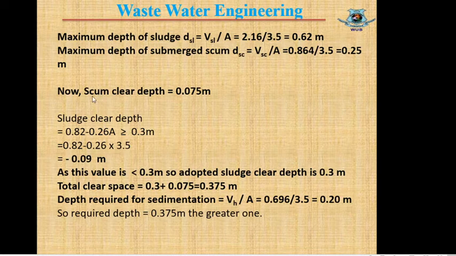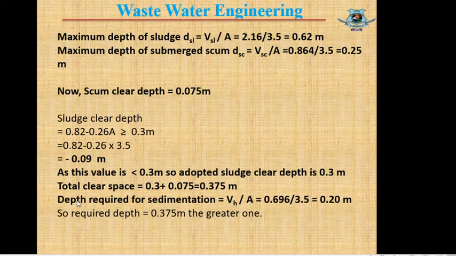If we sum scum clear depth and slush clear depth, we will get the sedimentation zone. That means these two clear depths make up the depth of the sedimentation zone. So total clear zone equals the sum of these two, 0.075 plus 0.3, which stands at 0.375 meter. So this clear space is the depth for the sedimentation zone.